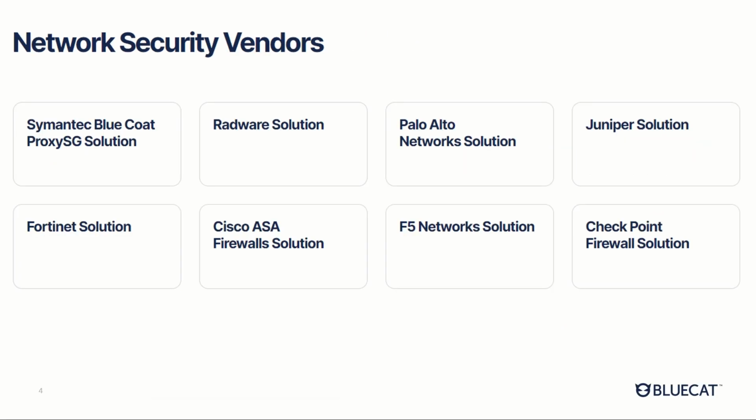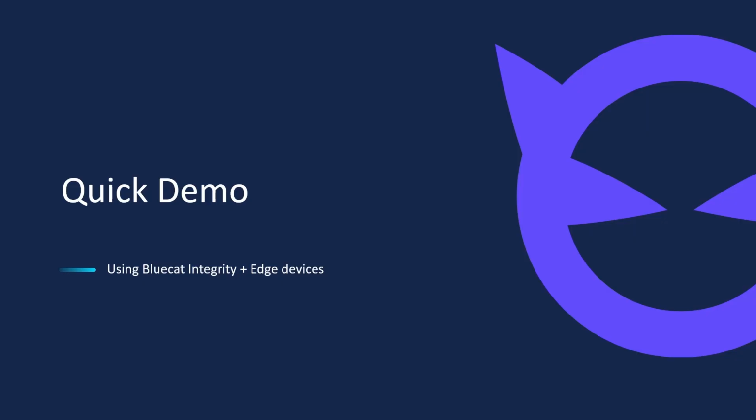We currently support several network security vendors, such as Symantec Blue Coat Proxy SG, Redware, Palo Alto Networks, Juniper, Fortinet, Cisco ASA, F5 Networks, Checkpoint Firewall, and of course, BlueCat Integrity and Edge. We are going to show a quick demo using BCIA to monitor Integrity and Edge products.